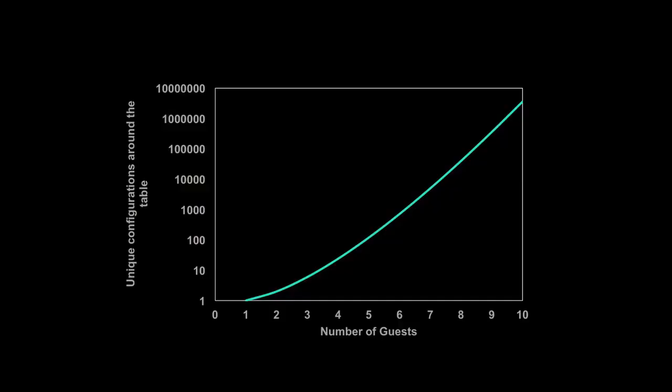But the truth of the matter is, every time I add one person to my dinner table, the number of possible configurations grows exponentially. So we can solve small versions of this problem on classical machines, but we don't solve big versions of this problem very well at all.